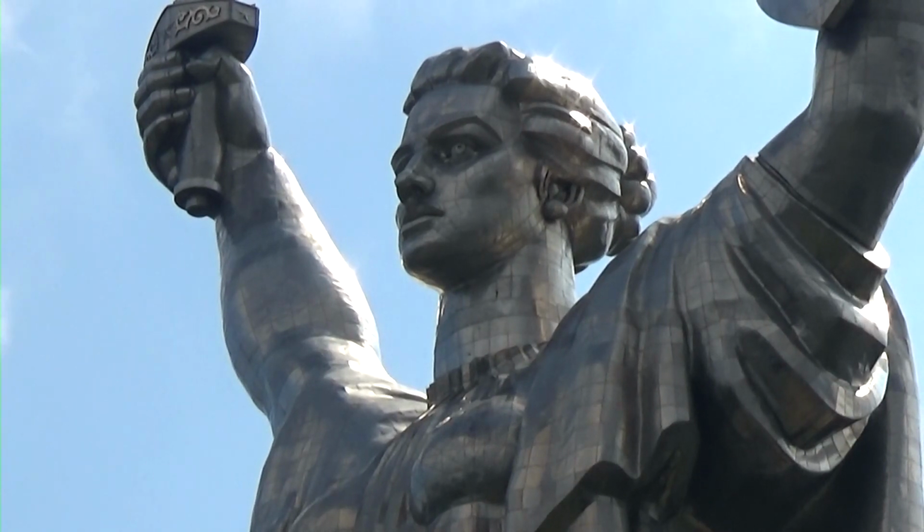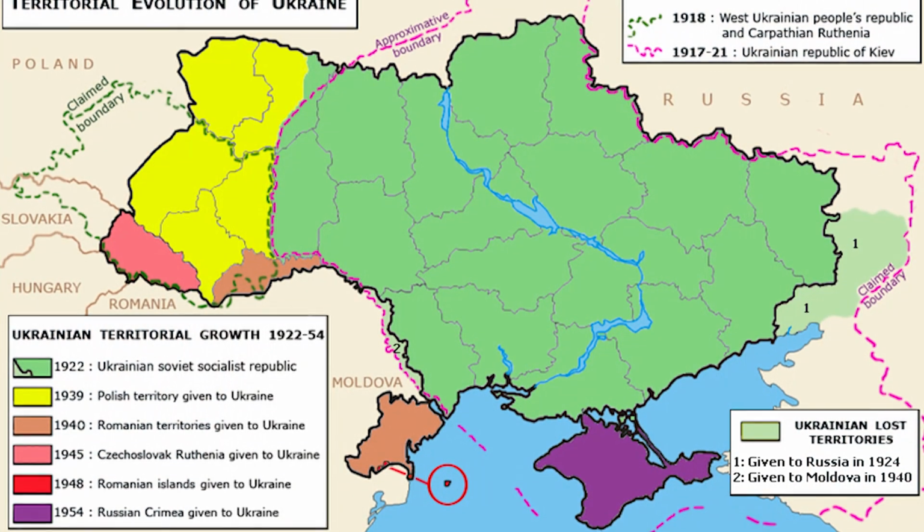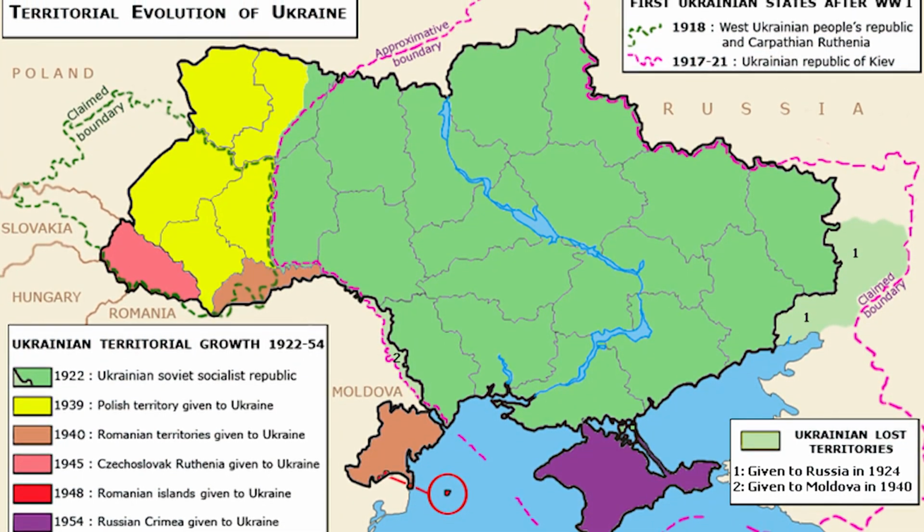This statue was erected in 1981 by Soviet leader Leonid Brezhnev to commemorate the Second World War, which is often called here the Great Patriotic War. Now, Ukraine at the time was part of the Soviet Union led by Joseph Stalin.